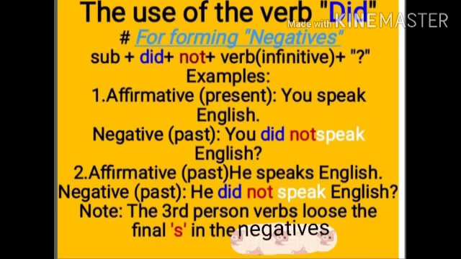We use did also for forming negatives. For forming negatives in the past tense, didn't is used for all subjects such as I, you, they, we, he, she, it. This is for regular and irregular verbs in English. The exception is to be and modal verbs. The structure is subject plus did plus not. You can also use the contraction didn't and then the verb, that is the base form of the infinitive.